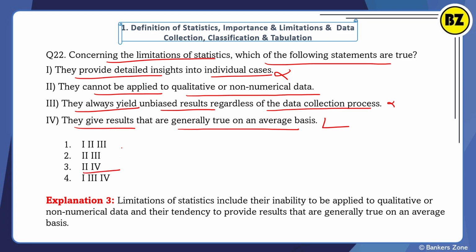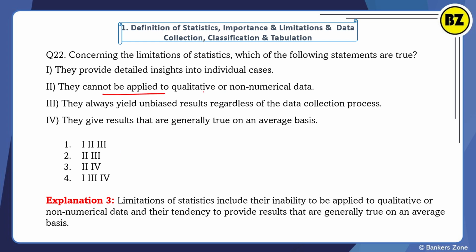Option number 2, they cannot be applied to qualitative or non-numerical data. So obviously numbers are needed. Now when you talk about statistics, numbers are needed. So the second is the correct option.